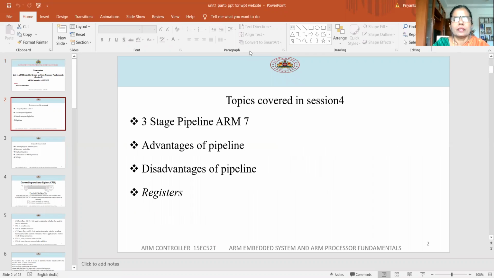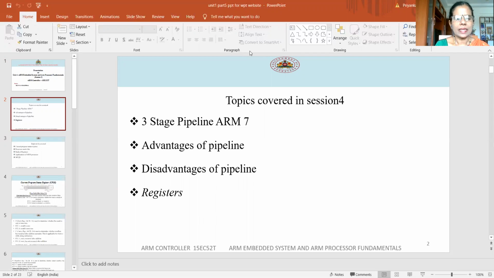In the previous session, we discussed the three-stage pipeline in ARM7. What are the advantages of pipeline? What are the disadvantages of pipeline and registers? In the three-stage pipeline in ARM7, we have three stages: fetch, decode, and execute. And we studied the three-stage pipeline with an example. I took an example: in the first cycle, add; second cycle, subtract; third cycle, compare instruction.